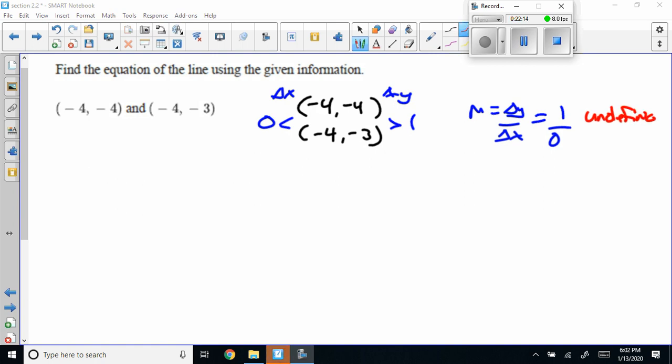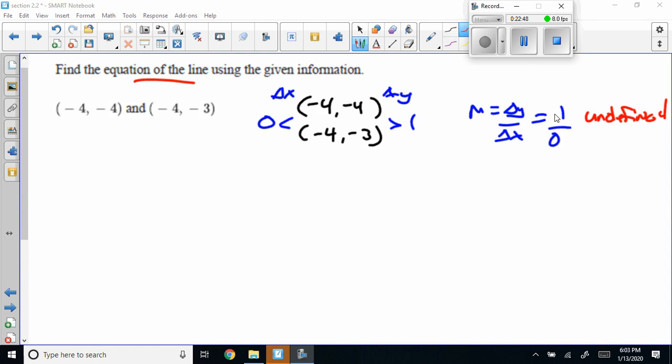Now we've got to write the equation based off this, right? Well, anytime you get a slope that is either 0 or undefined, you should know that you're dealing with a special case, right? So let's think about this. It goes up 1, but doesn't run anywhere. Then it goes up 1, doesn't run anywhere. Goes up 1, doesn't run anywhere. What kind of line is formed?